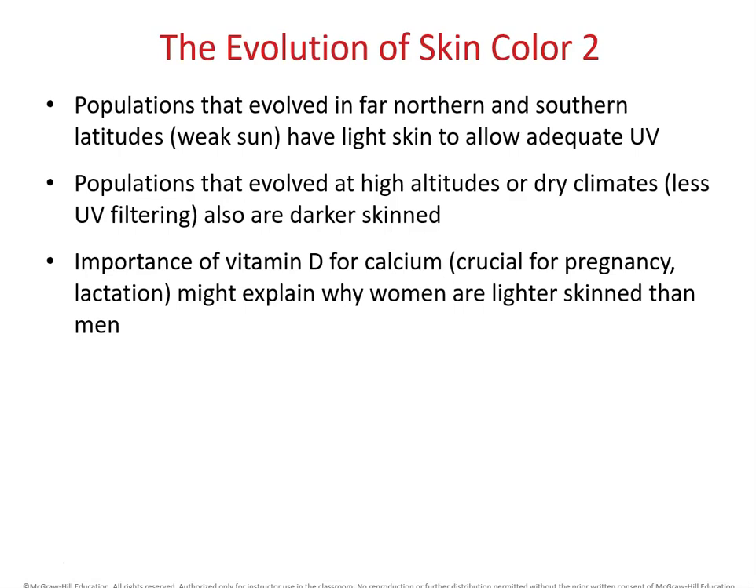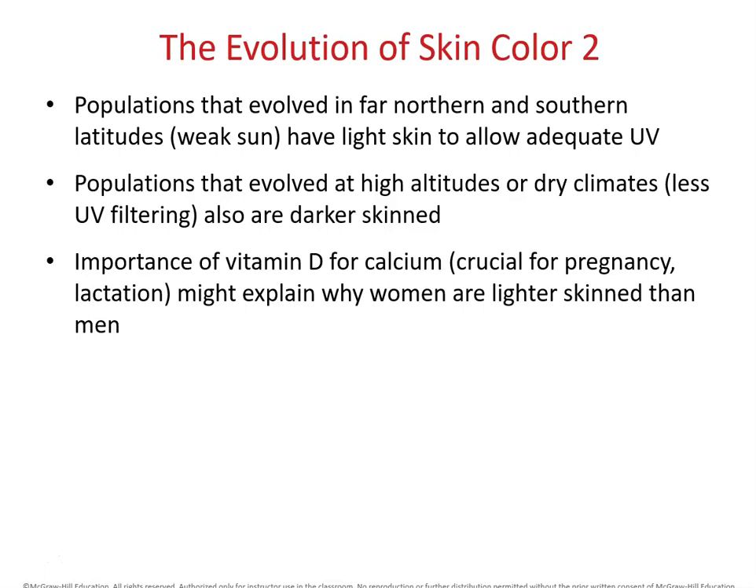Conversely, populations that developed far away from direct sunlight, so we're talking the far northern and far southern latitudes, they tend to have light skin because they didn't need the melanin as extra UV protection.